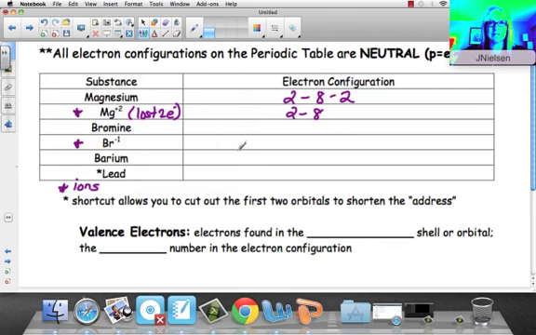Bromine is atomic number 17. Its electron configuration is 2, 8, 7. If I add these up, it's 17, which is its atomic number. Now, this is a -1, which means it gained 1, because when you gain weight, you get bigger and you become more negative. It's an easy way to remember it. So if it gained an electron, its configuration is 2, 8, 8.